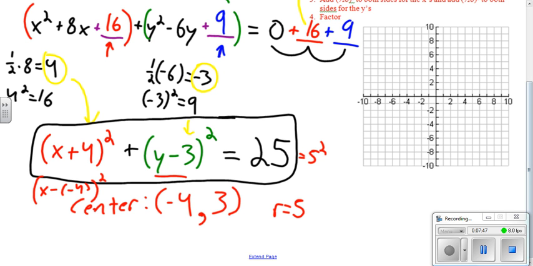So now we just need to plot those points. Center at -4, 3. Find our radius by counting 1, 2, 3, 4, 5 over to the left, 5 to the right, 1, 2, 3, 4, 5 up, 1, 2, 3, 4, 5 down. So that's our points. Now we just connect all of our points, and we have graphed our circle.